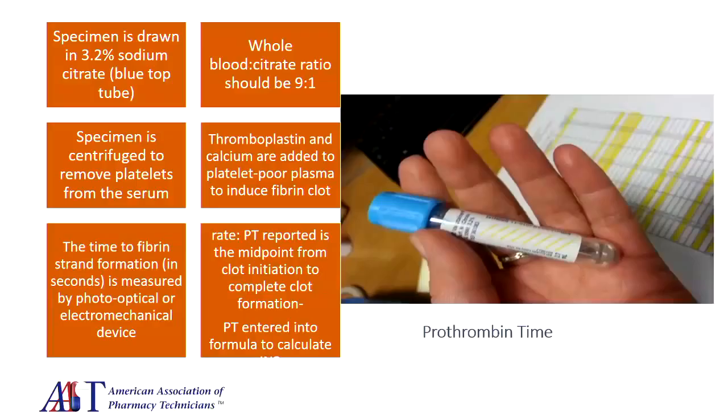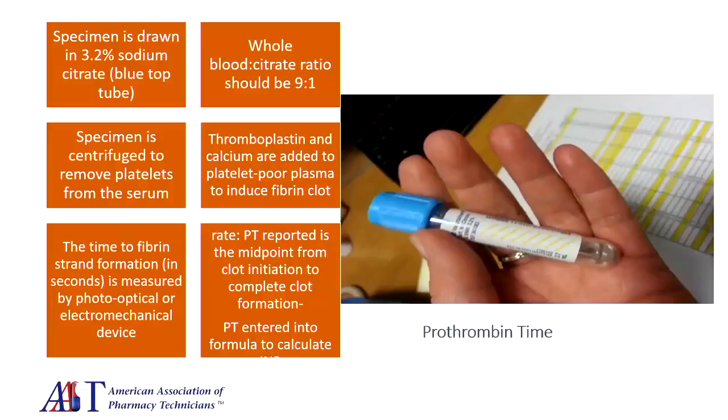What happens is there are metal shavings and a magnet. The metal shavings shake as the magnet spins around. And as the blood clots, the metal shavings stop moving because the clot made them stop. And that's how an electromechanical device would detect the clot. I've used both types of devices. It's just, one manufacturer likes it one way or another.